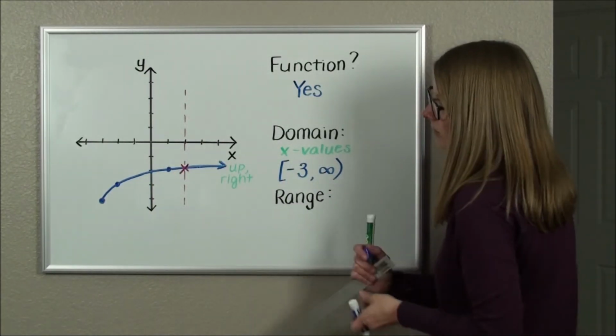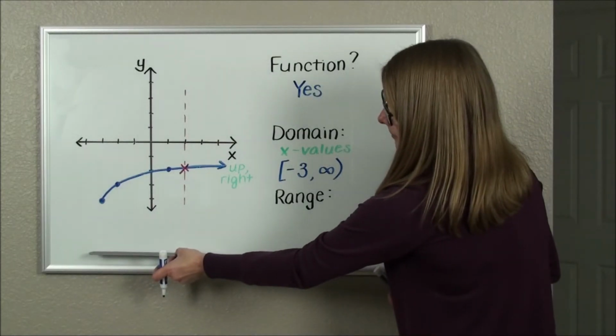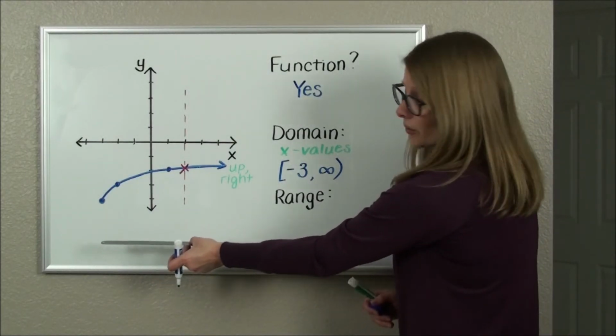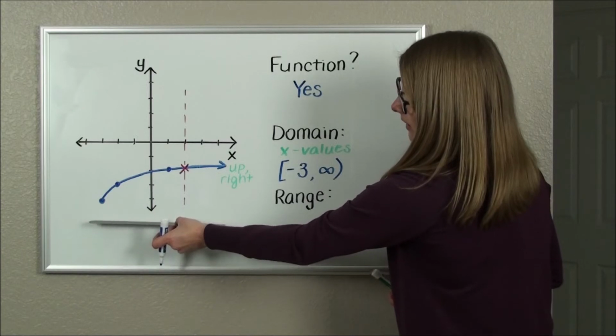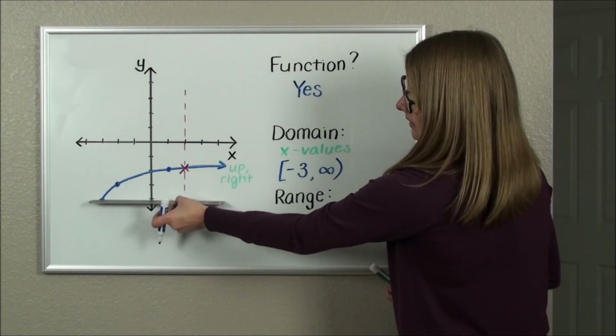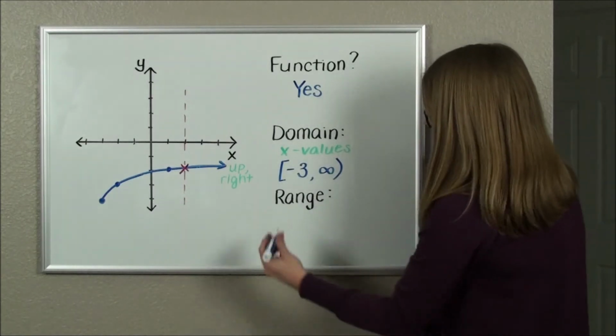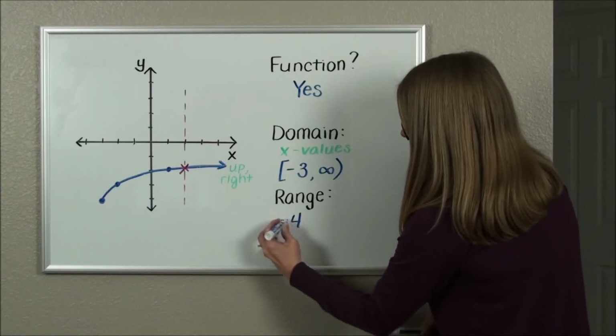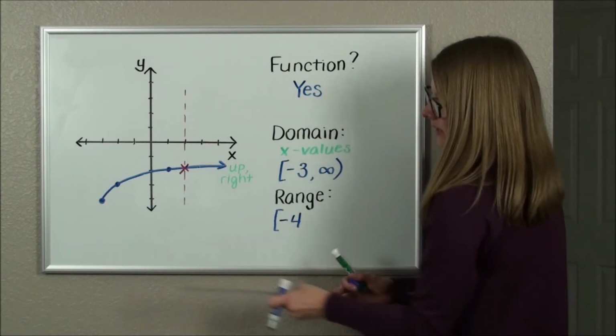And so for my range, if I start at the bottom, I see no arrows going down, and so there's no picture down here. I don't see a picture until I hit that height of -4, where there does exist a point there at a height of -4.